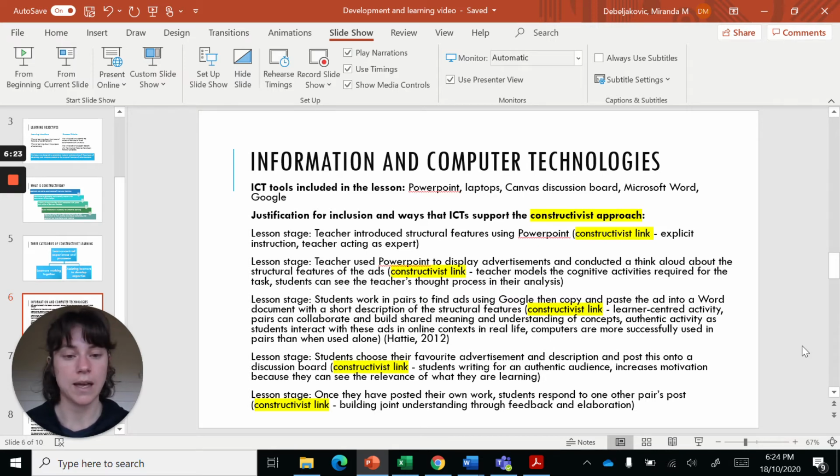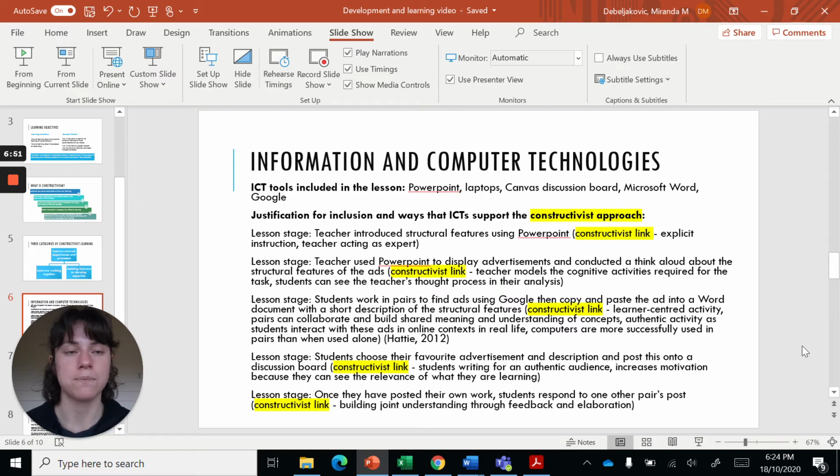The students worked in pairs, and so they shared a laptop between two people. So the link here, or the way that the constructivist approach is supported here, is that this is very much a learner-centered activity. The pairs can collaborate and build that shared meaning and understanding of concepts. It's also a very authentic activity as students interact with these ads in online contexts in real life.